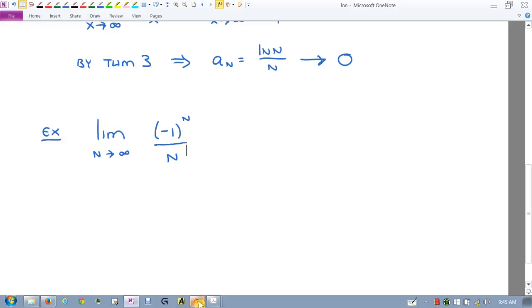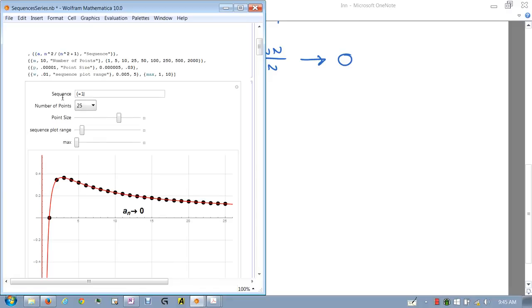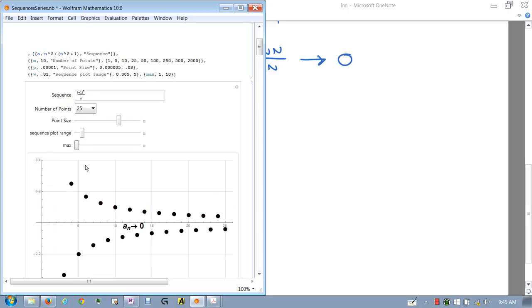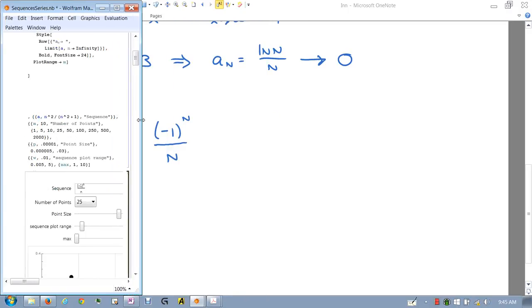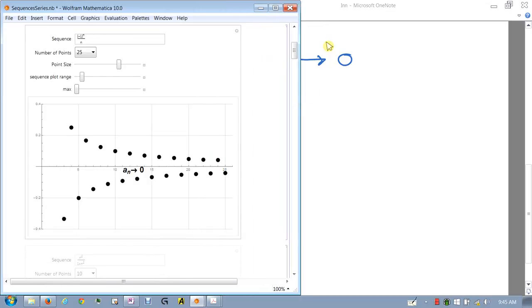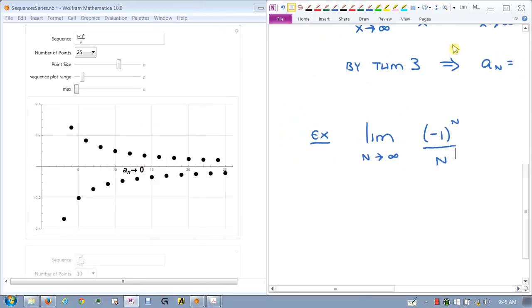Take a look at it first. I'll just type it into the calculator or to the computer. It was -1 to the n, then divide that by n. Interesting. So what happens when you plug in 1 to this? What happens when you plug in 1?